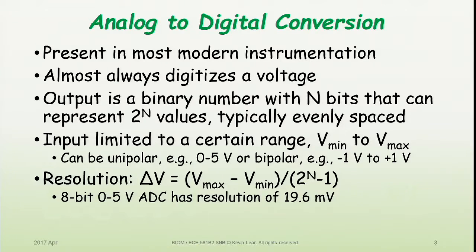At any rate, almost everything's digital. Almost all analog to digital converters digitize voltage as opposed to current. They may have an amplifier that converts current to voltage before it digitizes it, but in terms of the A to D, it's almost always digital.